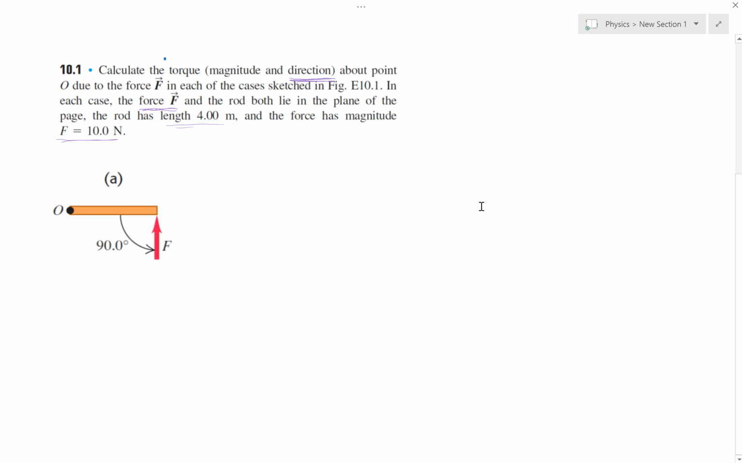All right, in this first case, what we have is a rod that's going to be held in place right here at that origin point O. So what that point is going to be is our axis of rotation. It's a really good idea to start thinking about where that point is going to be when we're looking at torque problems, so that we can next figure out what our lever arm is going to be. I know here that the force applied is perpendicular to my rod. They've given me an angle there of 90 degrees.